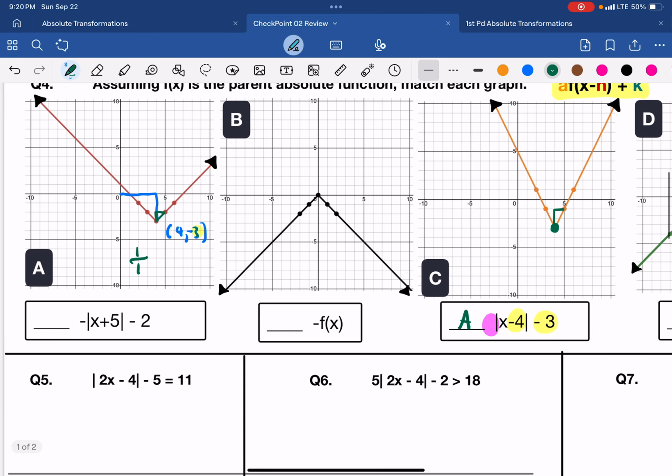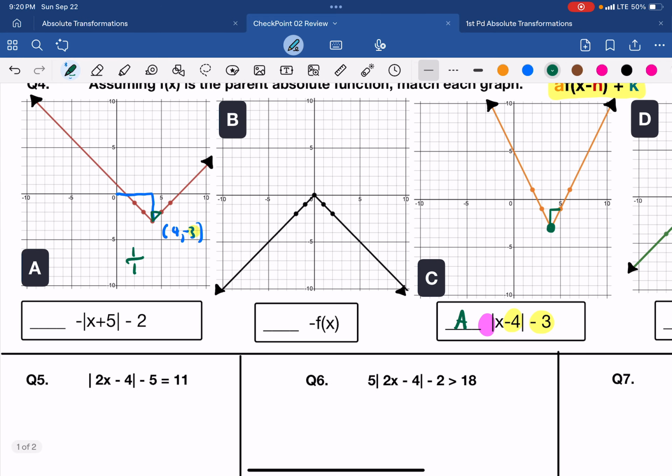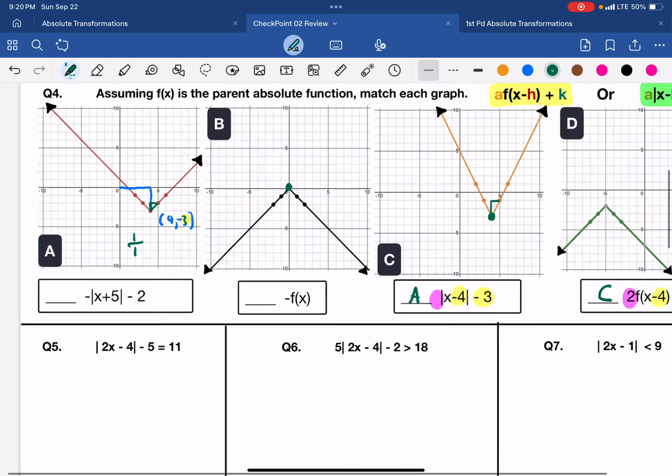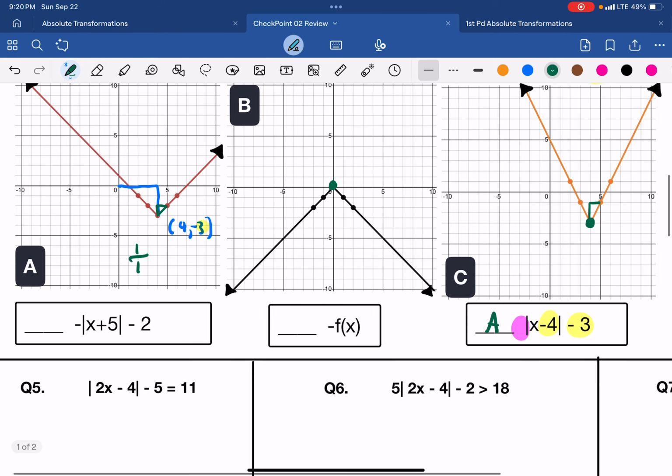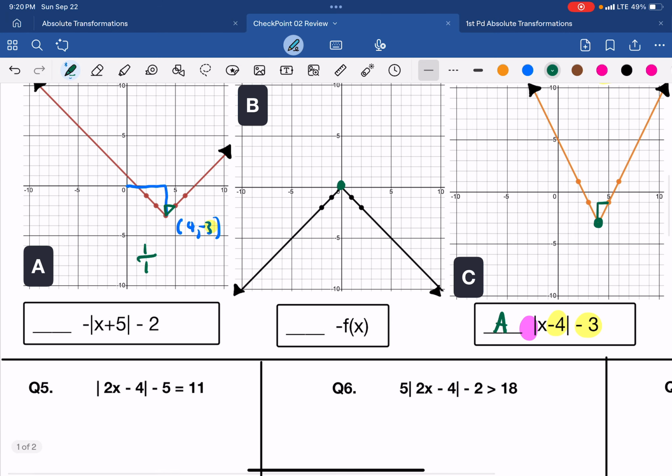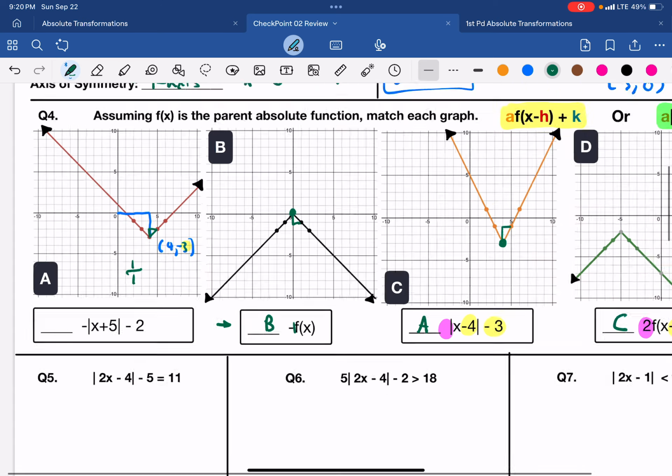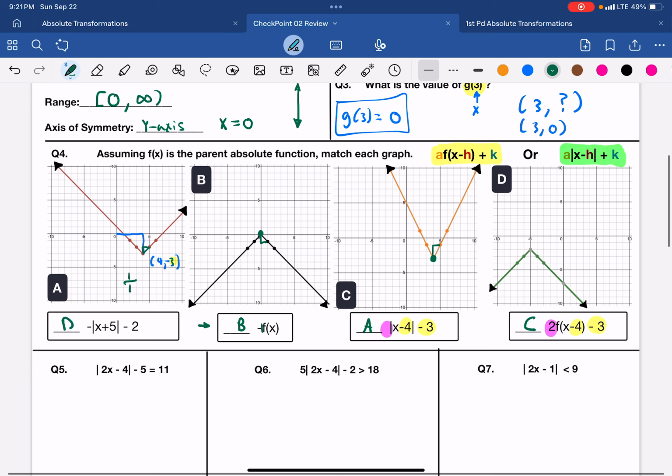Now let's look at this one. Our vertex is at 0, 0. So that means there's no H and no K. And for the remaining ones, the only one that doesn't have an H and a K is this one right here. Now there's a slope of negative 1. Let's check it out. 1 down, 1 right. Yes. B. Last but not least, this one must be D.